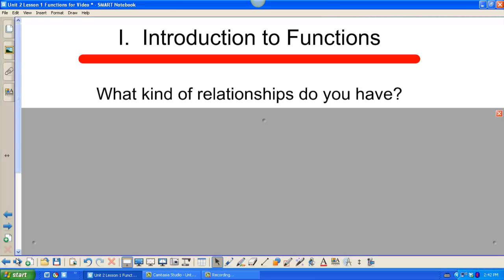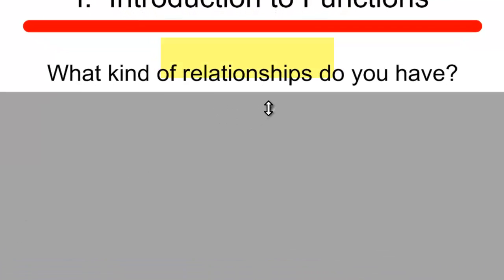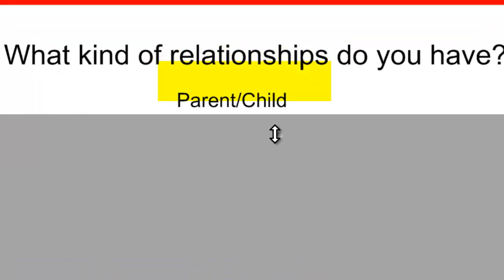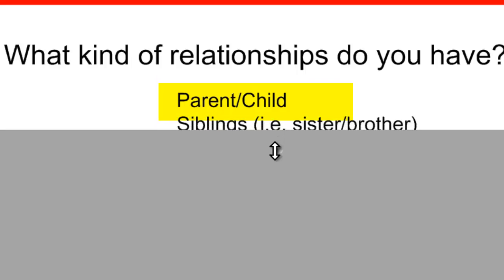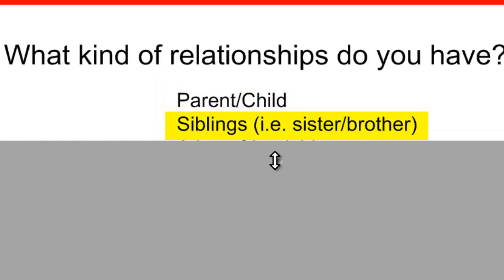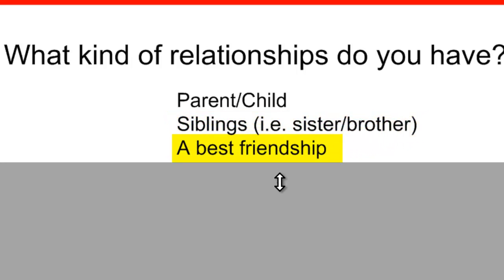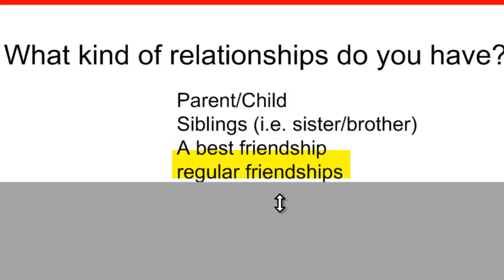So let's proceed with our first lesson in this unit, where we're going to talk about an introduction to functions. We're going to start with the idea of relationships or relations. Something that you know is relationships with the people in your life. So you have a relationship with your parent. There's a parent-child relationship. You have relationships with your siblings if you have them, a sister or brotherly relationship with them. You can have a best friendship, or maybe you have a group of friends that you bum around with. And so you have that special relation with those people.